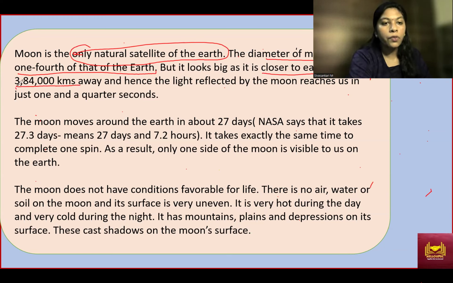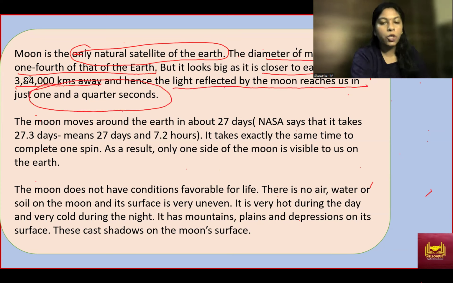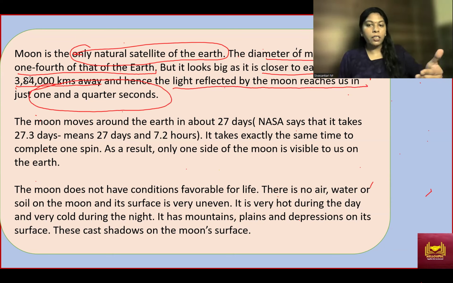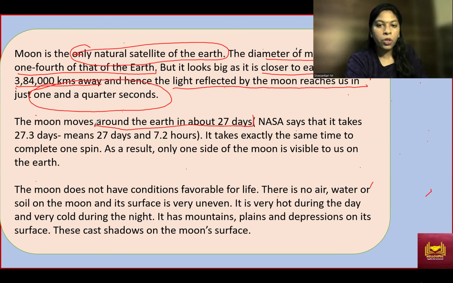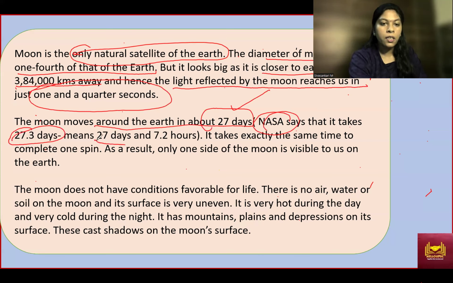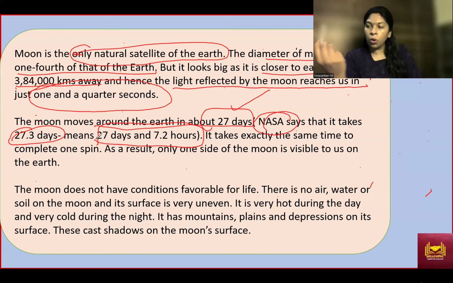About 384,000 kilometers away. And hence light reflected by moon reaches us in 1.25 seconds. Imagine, from sun it takes 8 minutes to reach, but from moon it takes only 1.25 seconds. So it's very near. The moon moves around the earth in about 27 days. In your NCERTs, it is given as 27 days. But NASA has said it clearly: it takes 27.3 days, that is 27 days, 7.2 hours for the moon to go around the earth.